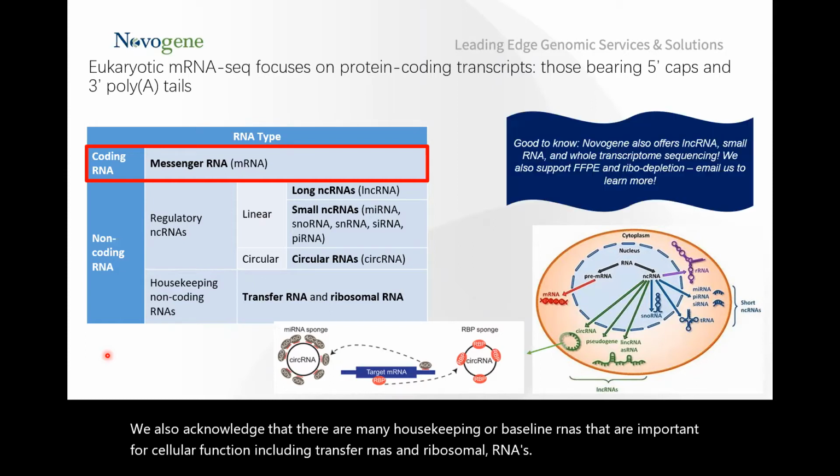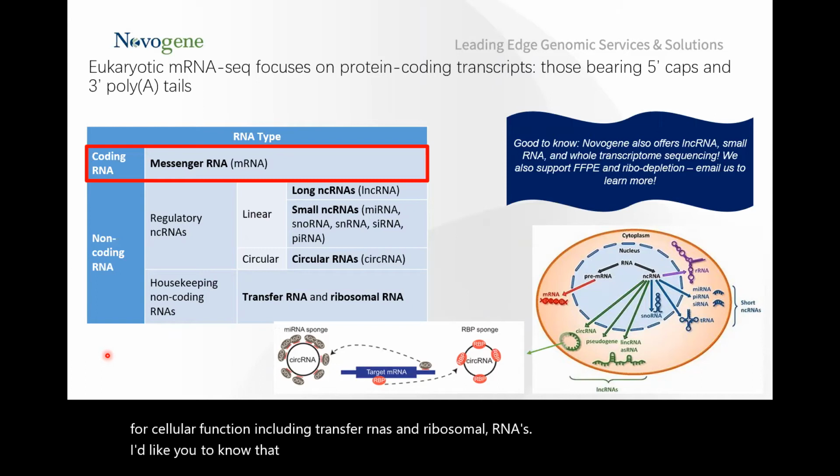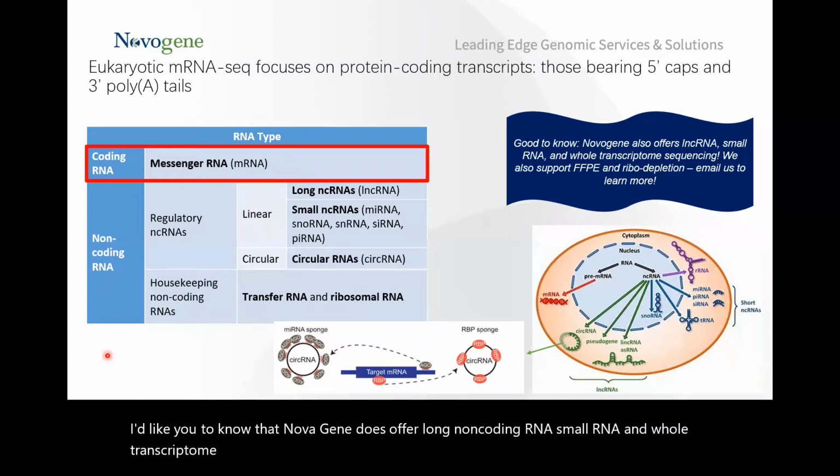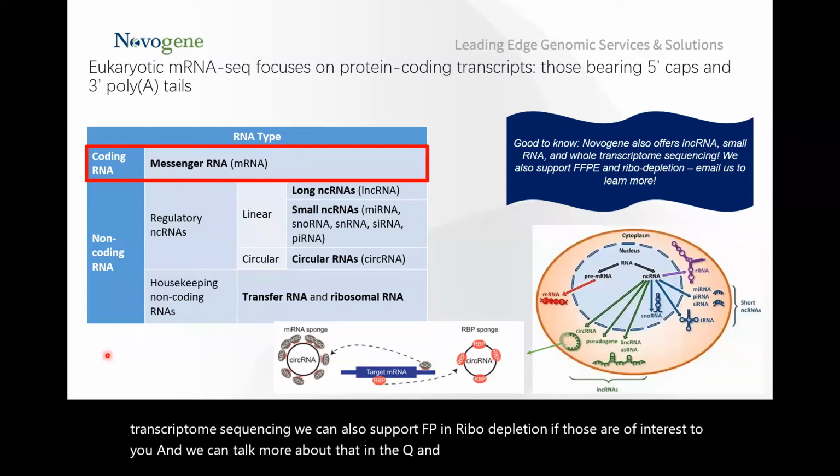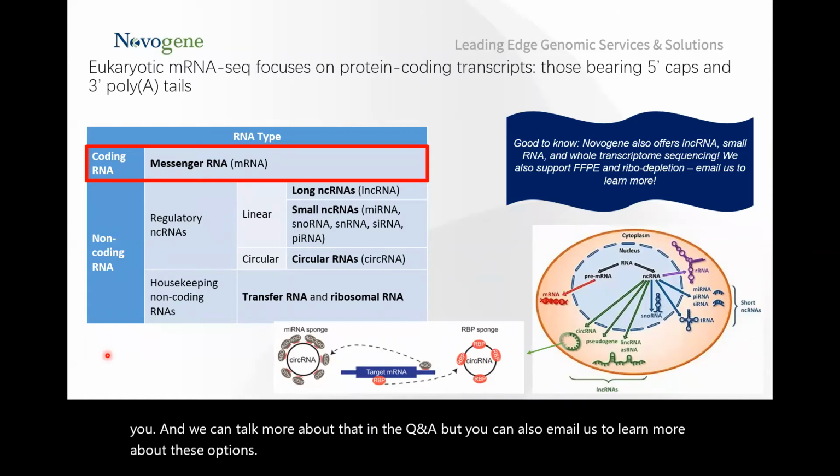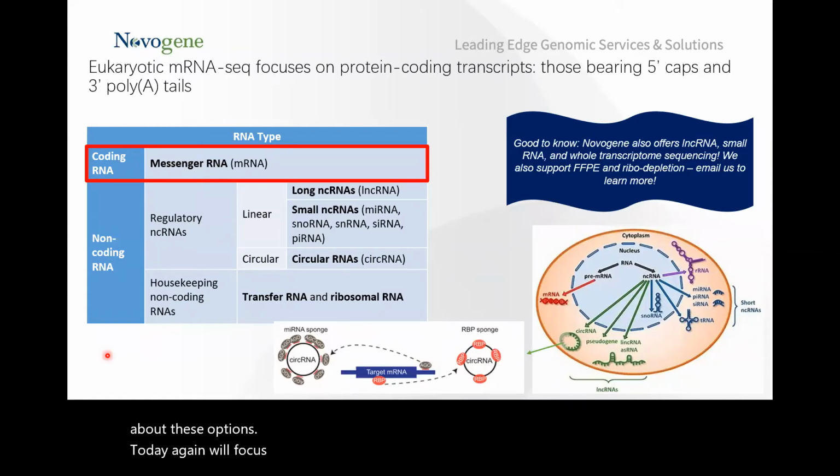I'd like you to know that Novogene does offer long non-coding RNA, small RNA, and whole transcriptome sequencing. We can also support FFPE and ribodepletion if those are of interest to you, and we can talk more about that in the Q&A, but you can also email us to learn more about these options. Today, again, we'll focus on the basic mRNA process.